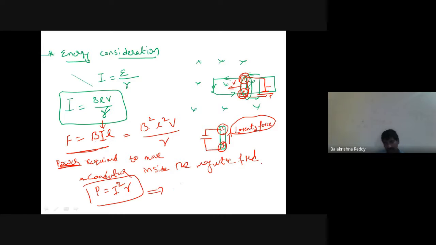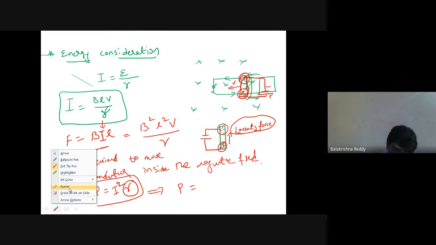So P equal to I square R, in the sense I is how much current we have. We know this, of course, P equal to I square R. If you go here, a different problem arises. R is resistance, which dissipates the power. So instead of going with this formula, I'm going with the instantaneous power which I have applied by the external force.